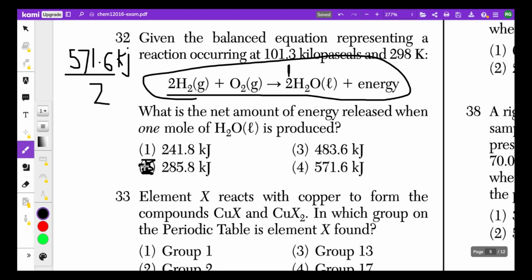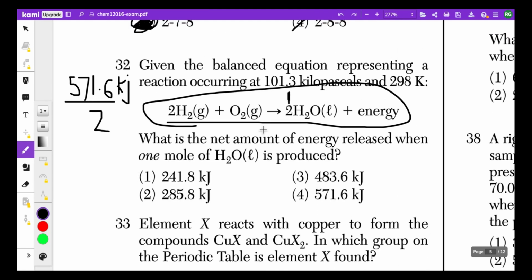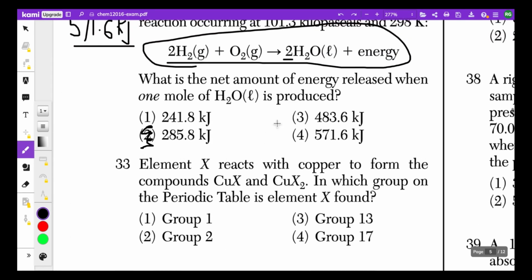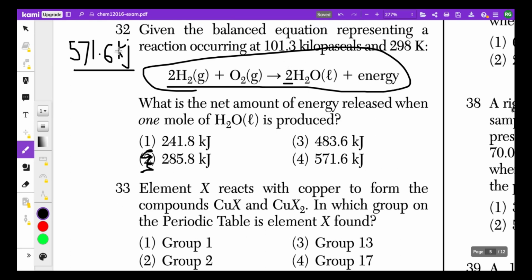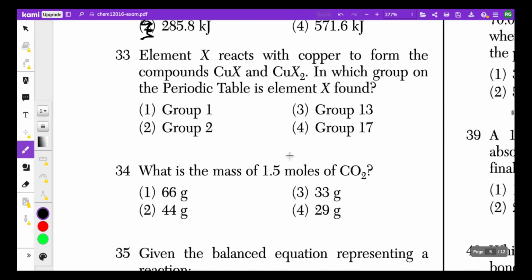All right. So just to recap, for every 2 moles, you release this much energy. If you cut the amount of water you're producing by half, you expect the amount of energy you release to be cut by half. Okay? So if one thing doubles, the other thing doubles. If one thing gets cut in half, the other thing gets cut in half.